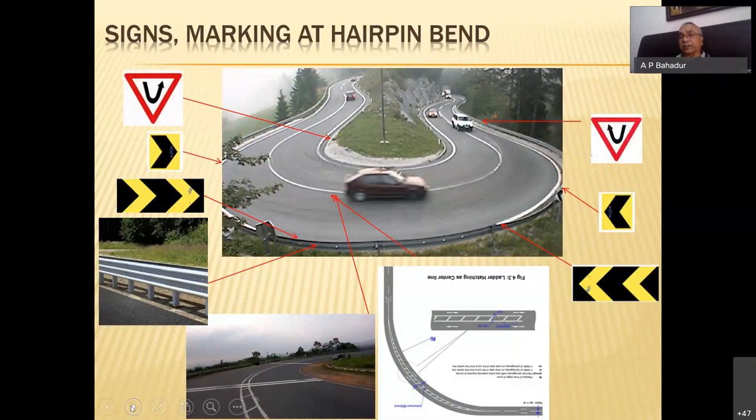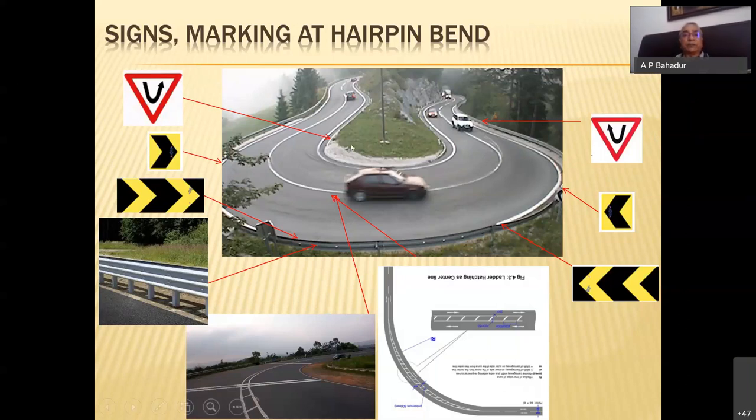But in the Indian situation, we are yet to come out of that mindset to eliminate the hairpin bends on our major roads on hills. So anyway, coming back to the Indian situation, if you have a hairpin bend, the least that can be done is to provide proper signs and markings. As you can see here, this is what I have tried to give as guidance.